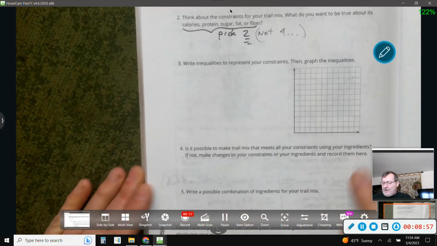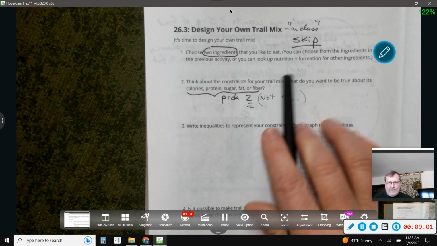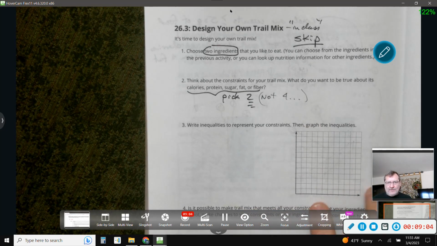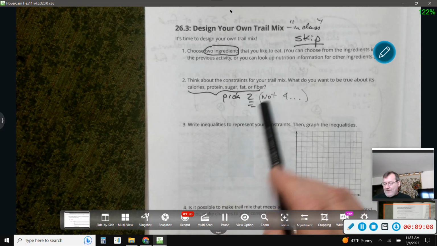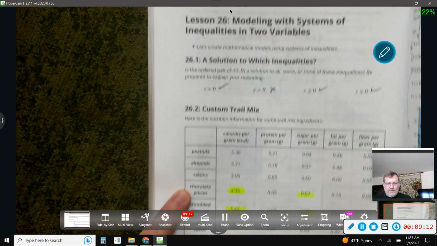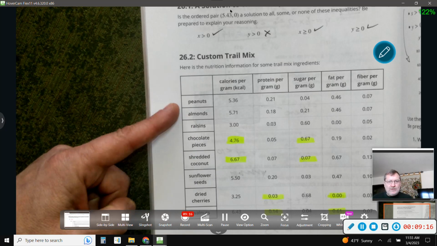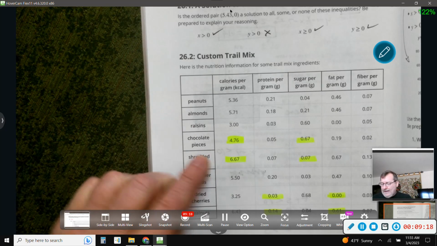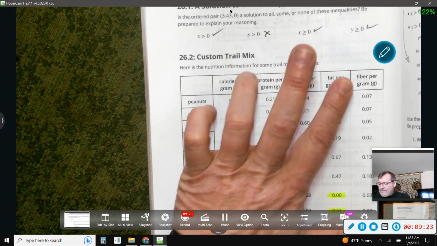Now this next one is design your own trail mix. I'll let you do that in class if you want, and there's nothing wrong with that. You can have your constraints with calories, protein, sugars, fat, or fiber. This is what you need to do. Pick 2 of these. It doesn't matter which 2 you pick. And then you're going to decide how you want to base it on calories, sugar, fat.